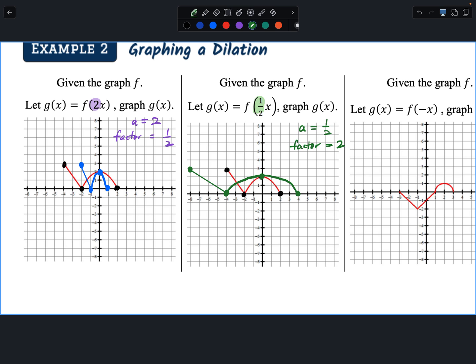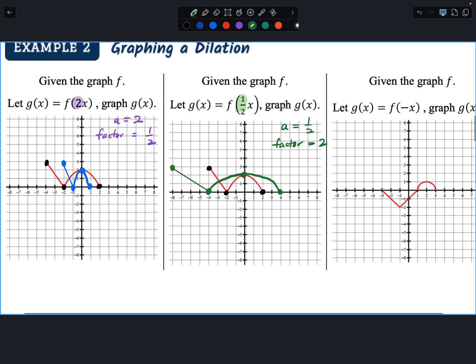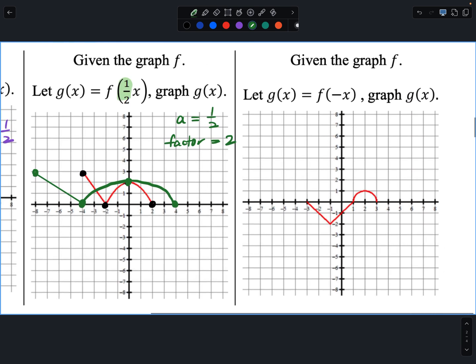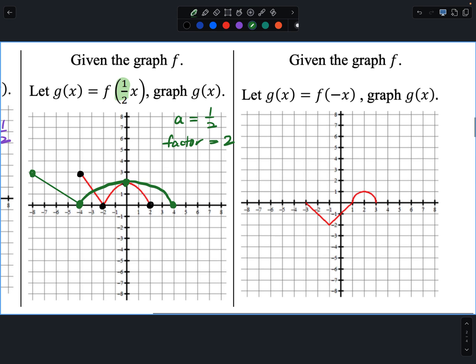Okay. Last one for this section. So now the negative's on the inside. So if the negative was in the front, what type of transformation is that? Reflection across the x-axis. So now the negative's on the inside, so this is a reflection across the y-axis, okay? So this is a special case. So reflection across the y-axis.